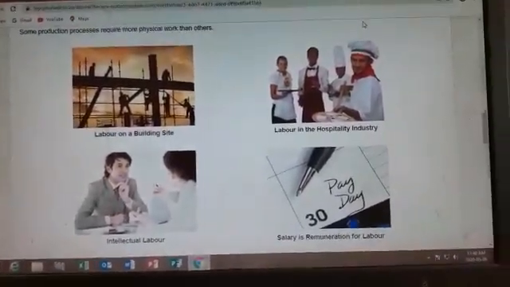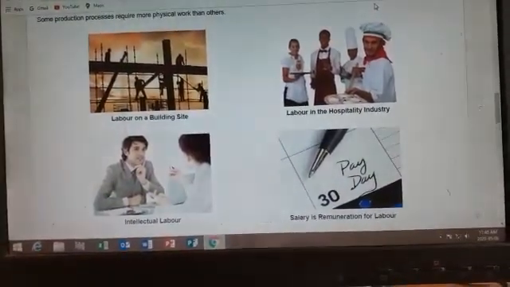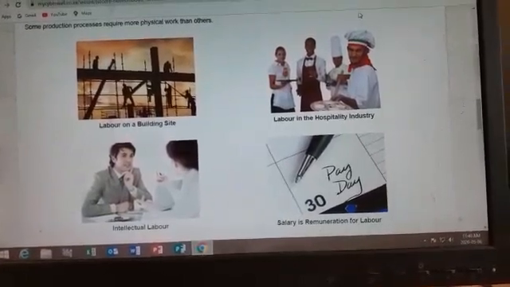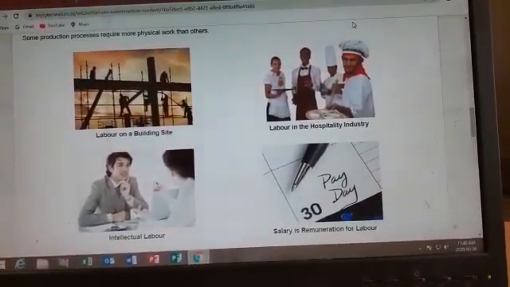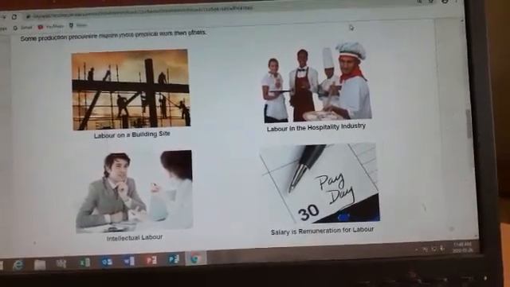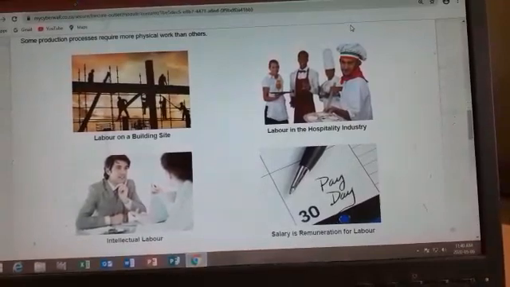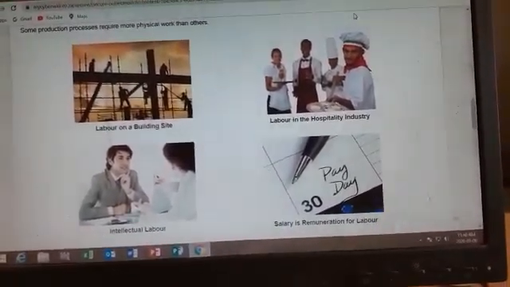Then your intellectual labor, they use the example of a lawyer, so it could be a lawyer, a doctor, a teacher, an accountant, etc. And then salary is the remuneration for the labor. So the salary is what the person who is the entrepreneur of the business has to pay his labor at the end of each month.